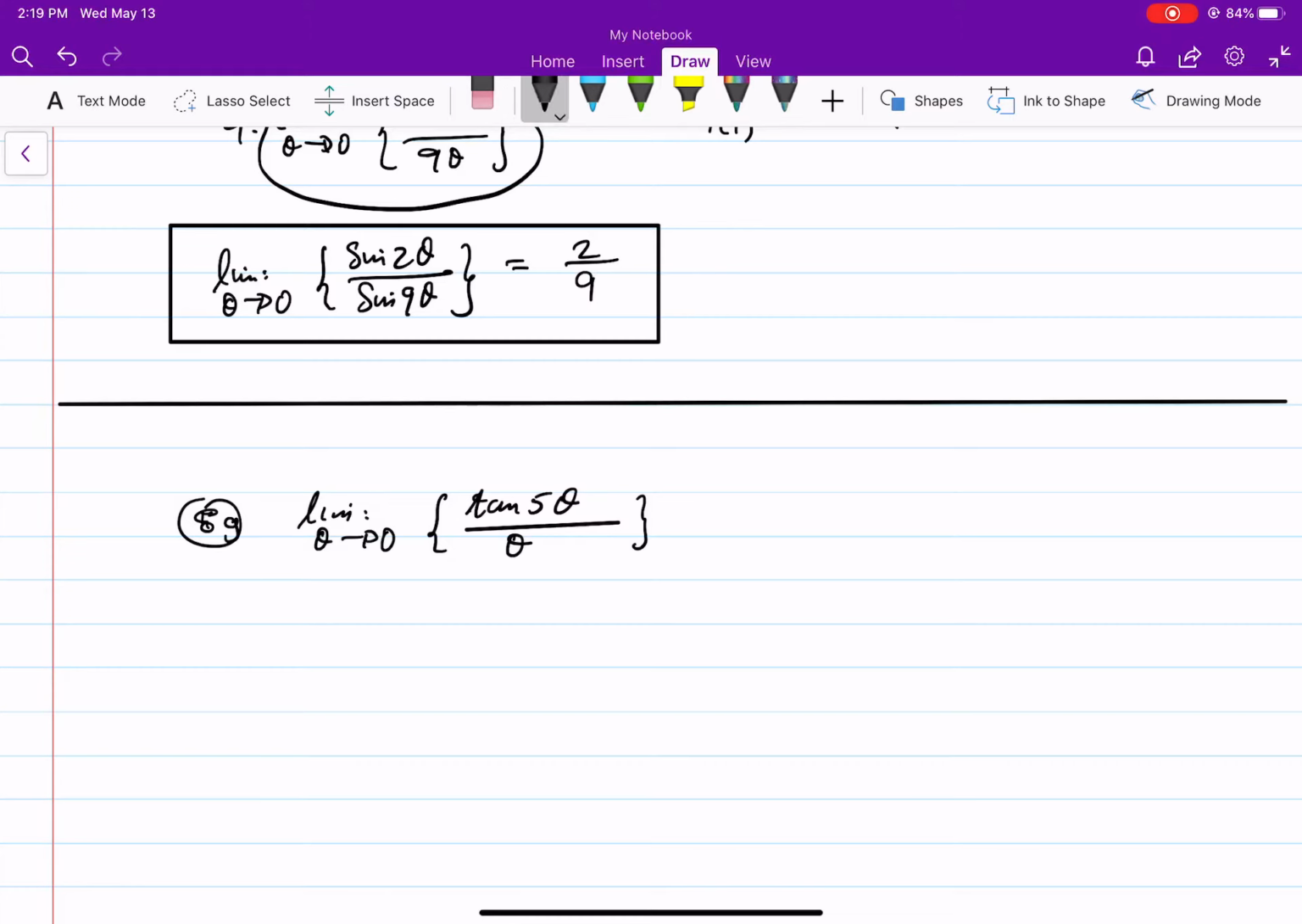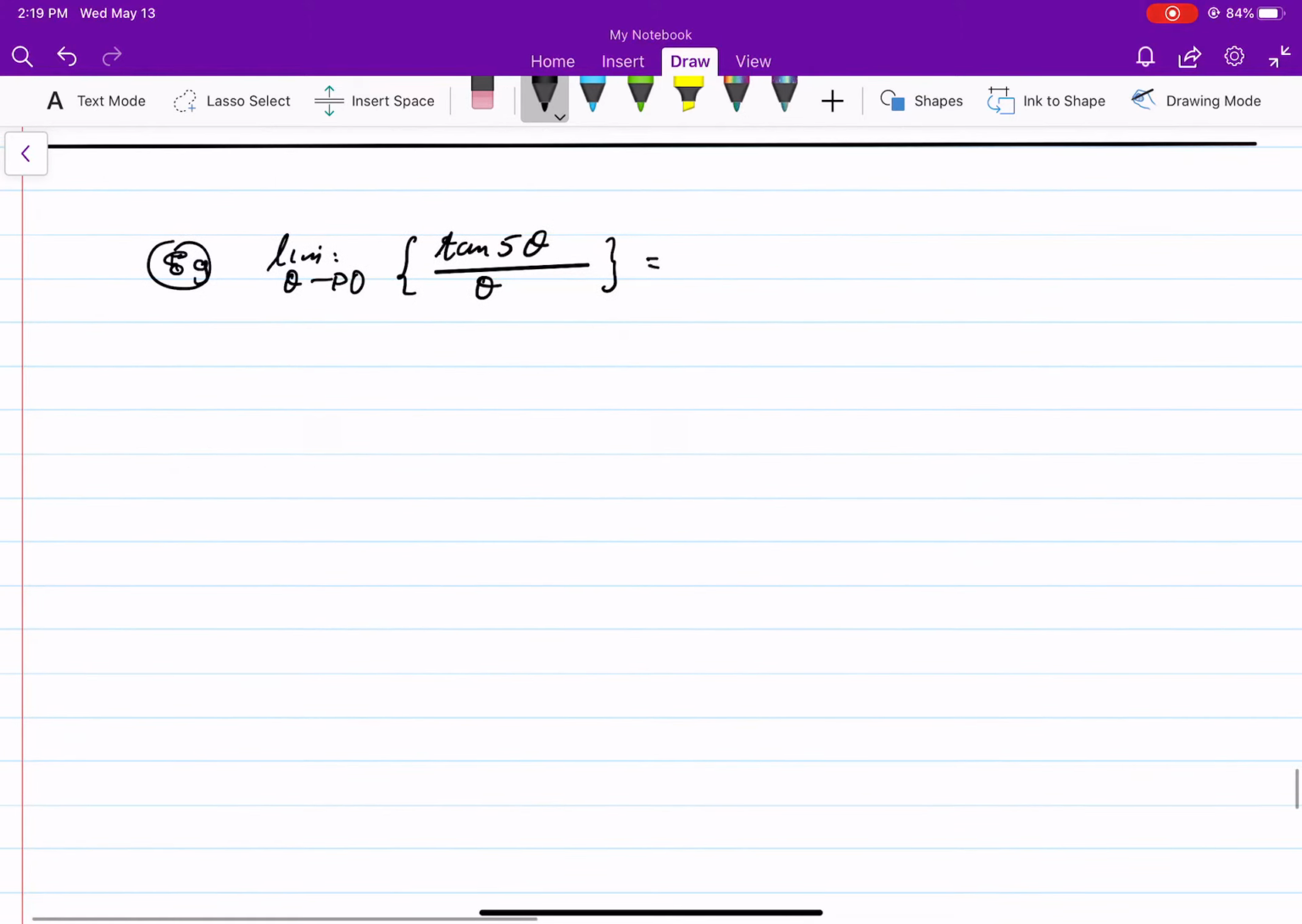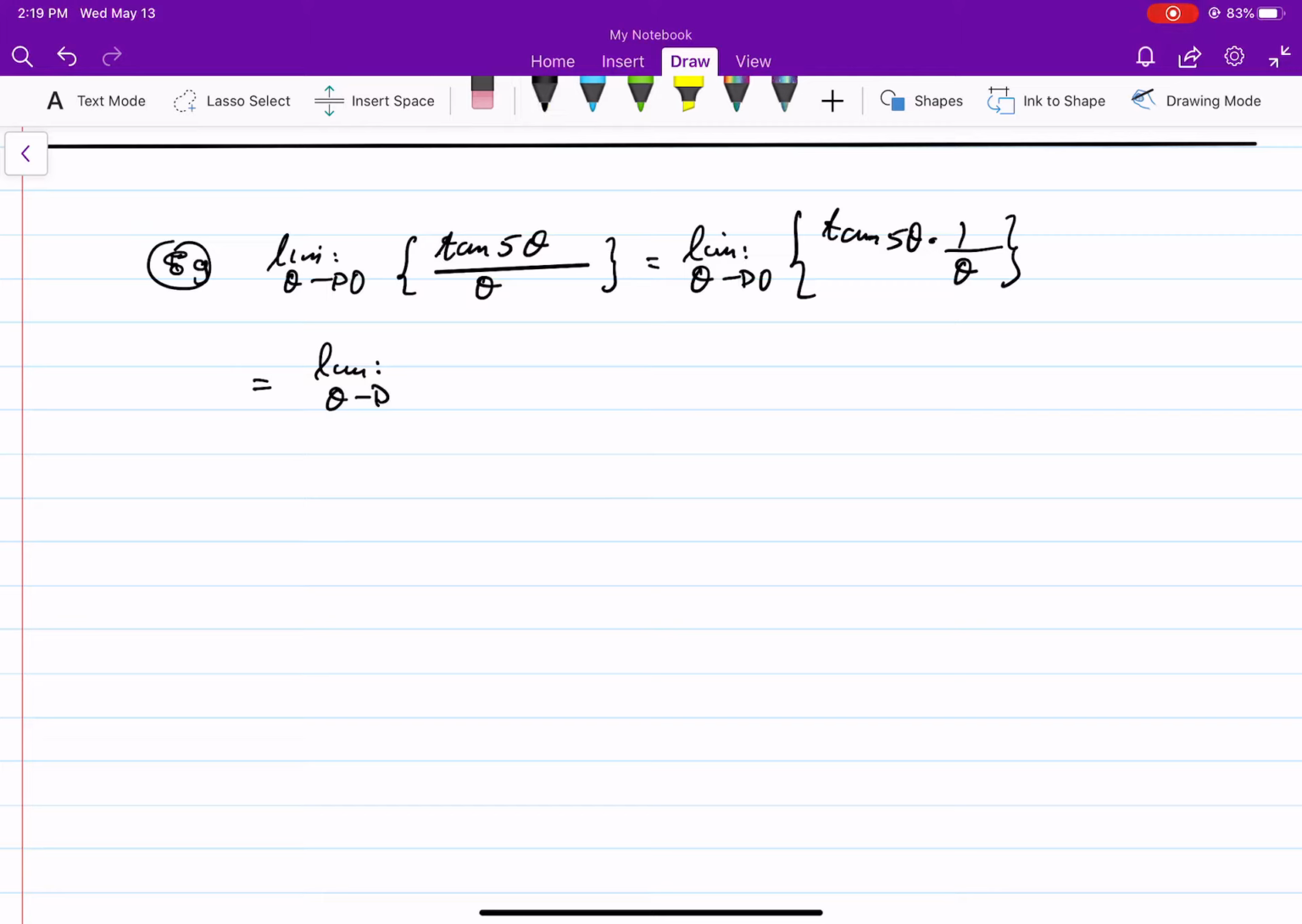All right, so this becomes the limit as theta approaches 0 of tan 5 theta times 1 upon theta. And then I'm going to split the tan 5 theta into sine 5 theta over cos 5 theta. So this now becomes the limit as theta approaches 0 of sine 5 theta upon cos 5 theta times 1 upon theta, like so.